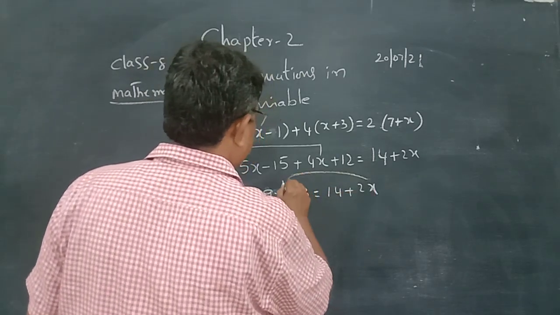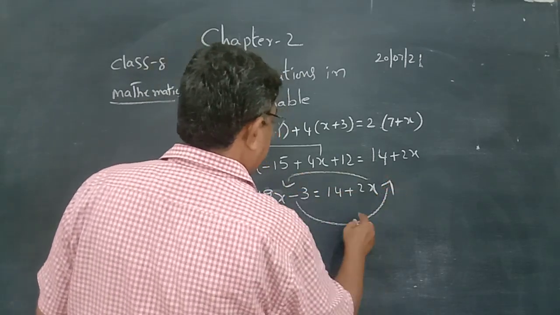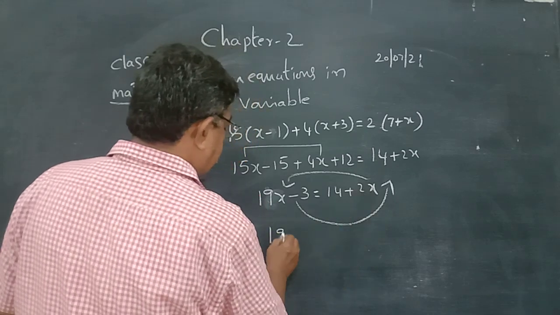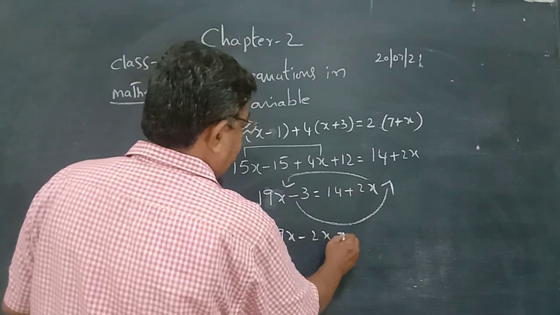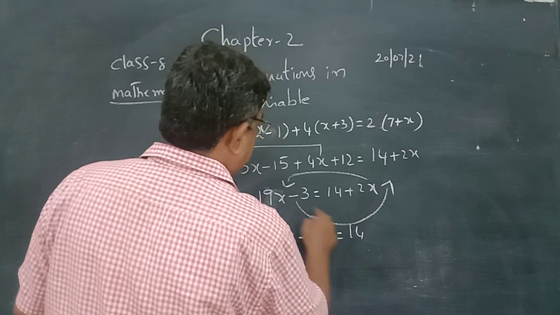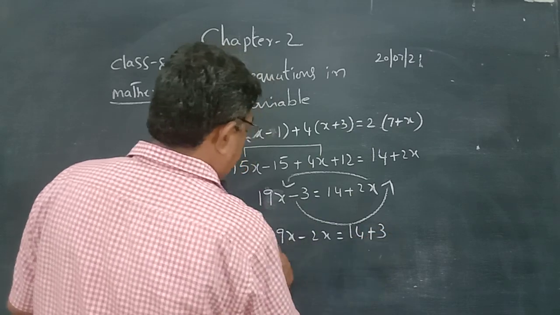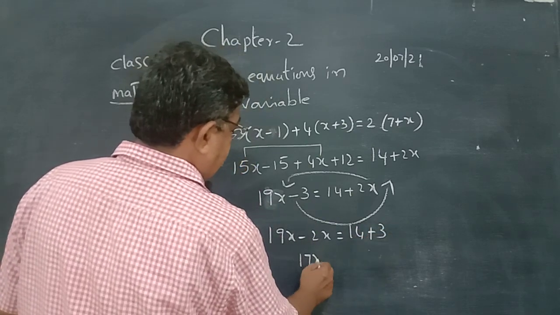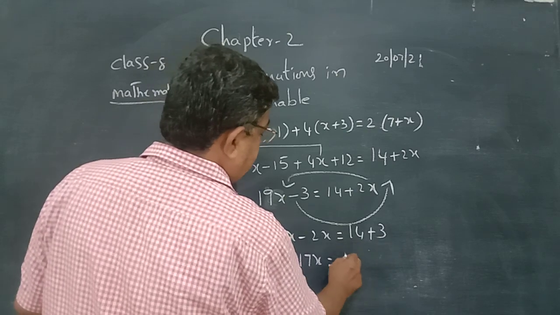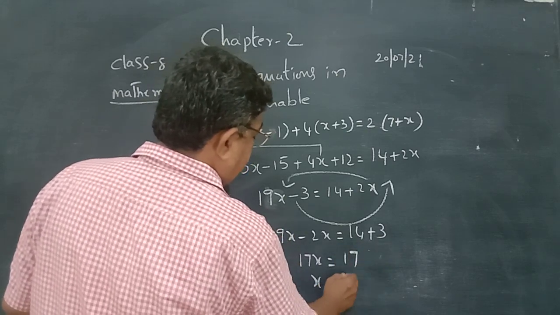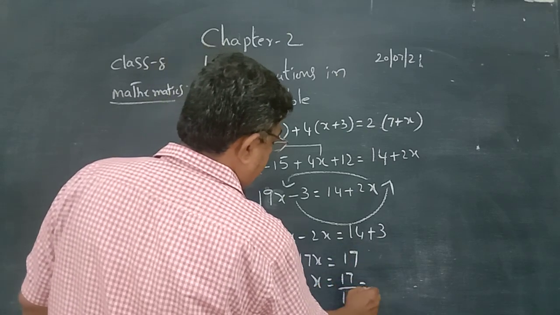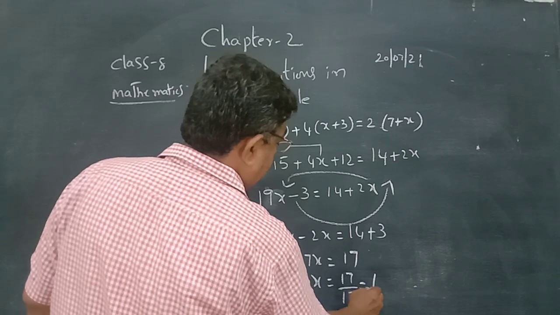Bring down 2x to the first side and take minus 3 to the other side. Plus 2x becomes minus 2x is equal to 14 and this minus 3 becomes plus 3. 19x minus 2x, it is 17x. 14 plus 3, it is 17. Finally, x is equal to 17 by 17, which is equal to 1.